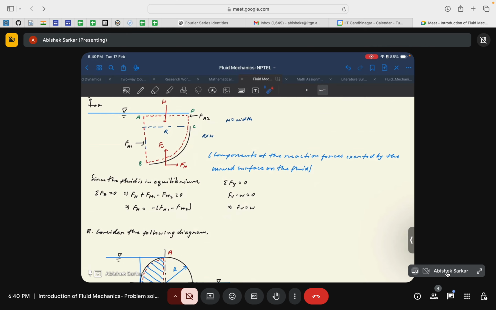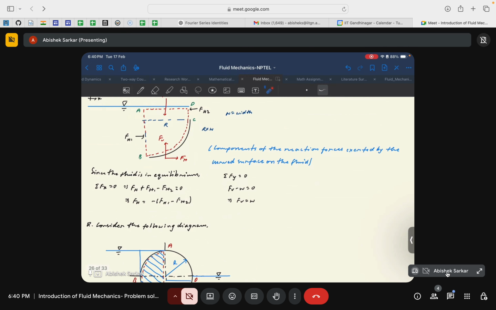The net force along the horizontal direction would be, here is the force Fh1 and here would be the force Fh2. Say the net force along the positive x direction is Fh. If you consider the fluid to be in equilibrium, then Fh plus Fh1 minus Fh2 is equal to 0, so Fh is equal to Fh2 minus Fh1, the net force along the horizontal direction. And if you remember, the net force that acts on these surfaces is the force that acts on the projection of this particular curved surface.